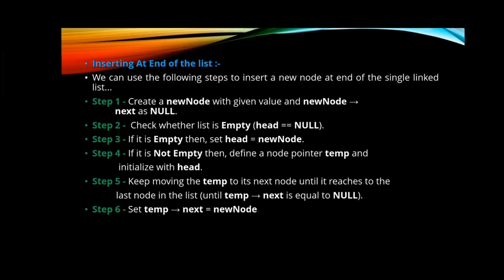If it is not empty, then define a new pointer temp and initialize with head. Keep moving the temp to its next node until it reaches to the last node in the list. It means that temp of next is equal to null, and set temp of next is equal to new node.